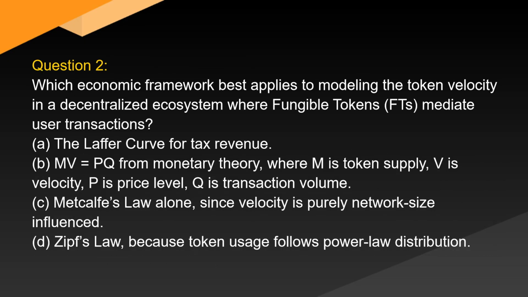Question 2. Which economic framework best applies to modeling the token velocity in a decentralized ecosystem where fungible tokens, FTs, mediate user transactions? A. The Laffer curve for tax revenue. B. MV equals PQ from monetary theory, where M is token supply, V is velocity, P is price level, Q is transaction volume. C. Metcalfe's law alone, since velocity is purely network size influenced. D. Zipf's law, because token usage follows power law distribution.